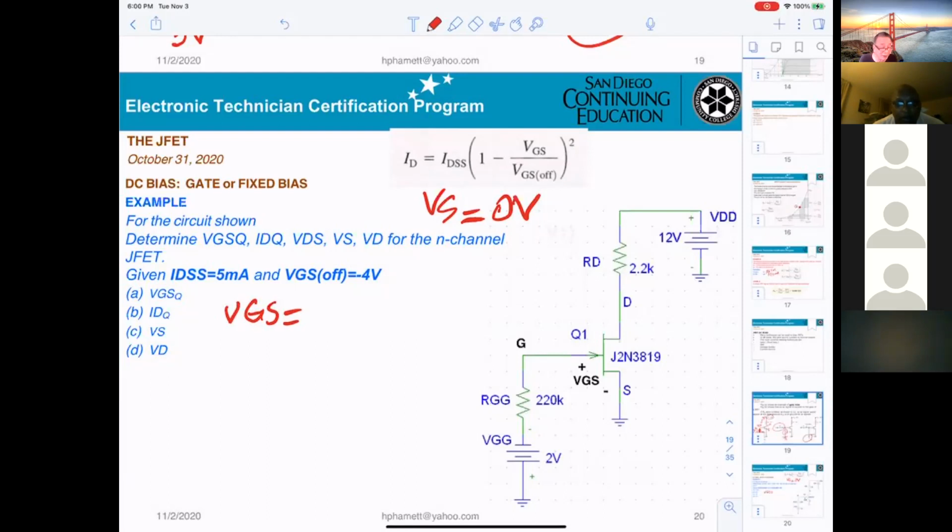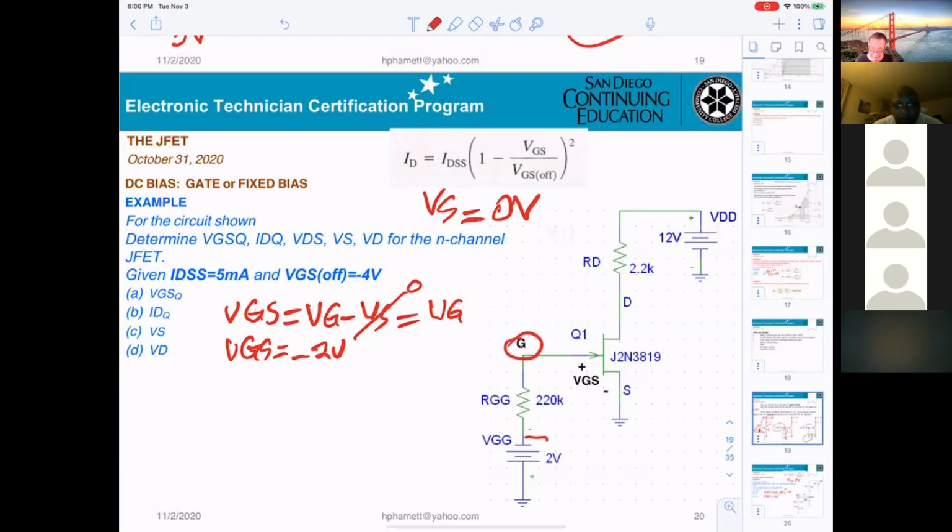I don't need to see the circuitry, I still know. VG. Right? Okay, what does VS equal? Zero. That equals 0, so it equals VG. And the VG will be equal to minus 2. So VGS equals minus 2 volt. That means the voltage here and the voltage here are the same.